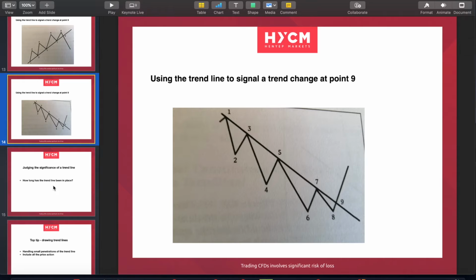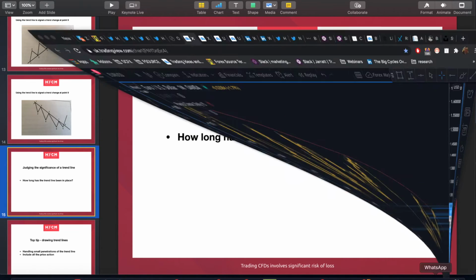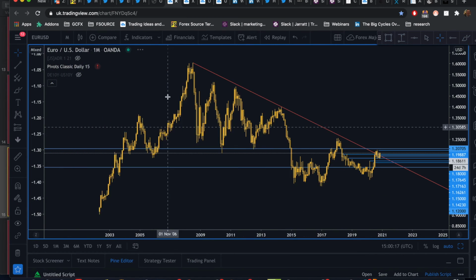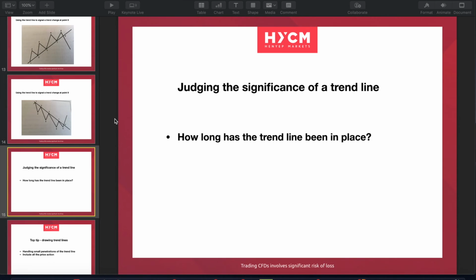So a couple of tips. How do you know how significant a trend line is? Well, how long has it been in place? So you can see here, this trend line has been in place since 2008, over 11 years. So that is a very significant trend line, obviously.